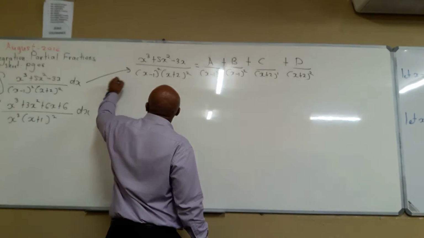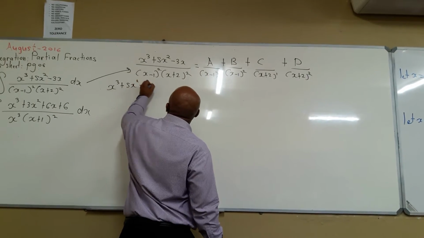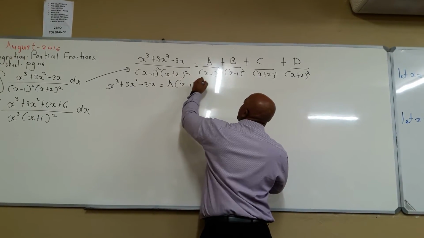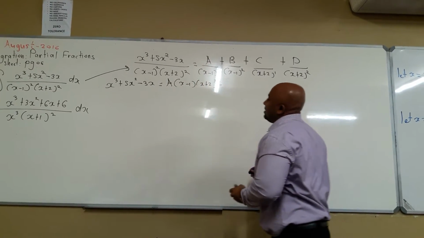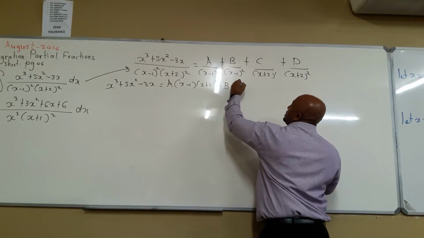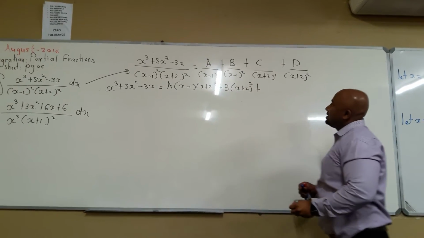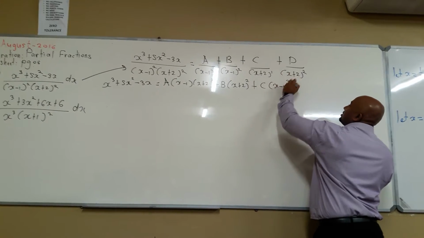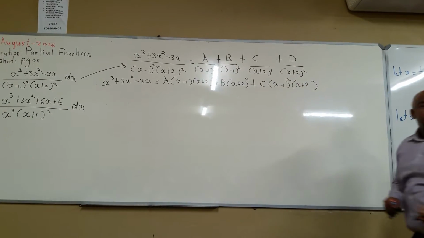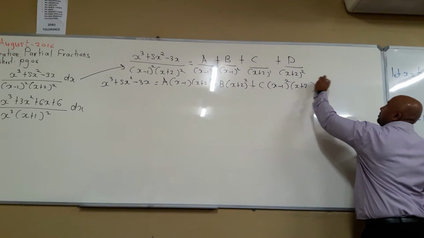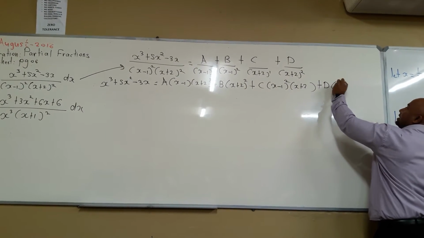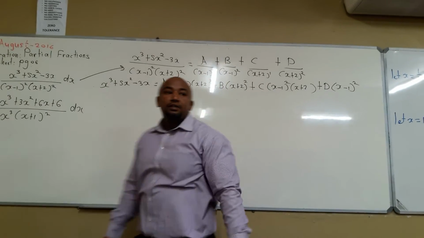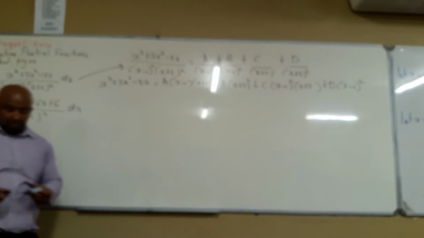So we got x cubed plus 5x squared minus 3x is equal to a into x minus 1 times x plus 2 all squared. You got that? Plus b into x plus 2 all squared plus c into x minus 1 all squared times x plus 2. You got that? Yes. And then plus d into x minus 1 all squared. So we multiplied on both sides. We got rid of the fraction.